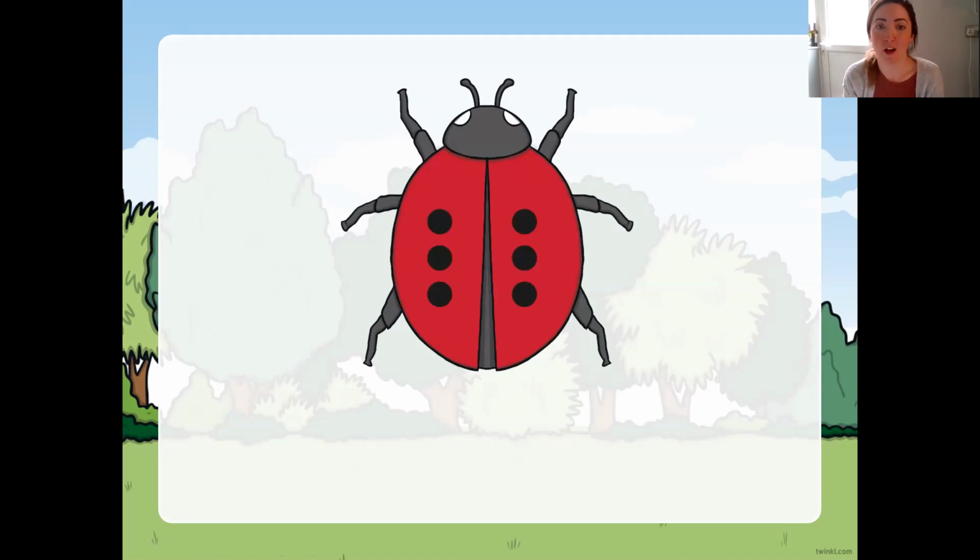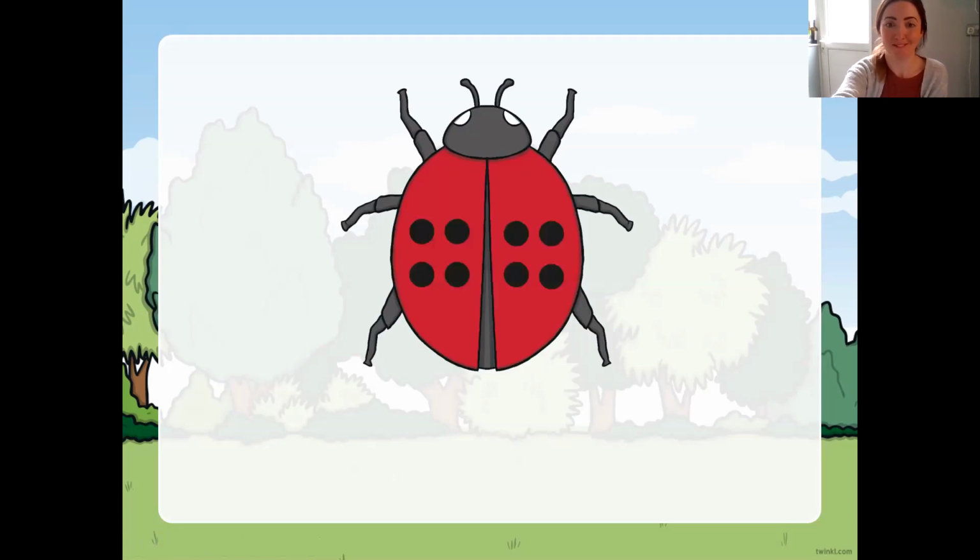This time the ladybird represents double three, or three add three. Let's try what we did before. Put three, keep that in our heads, and then count on four, five, six. So double three, or three add three equals six. Double four, or four add four. Let's try again. Keep four in our heads because the first number that we're going to start with is four, and then count on five, six, seven, eight. So double four, or four add four, equals eight.